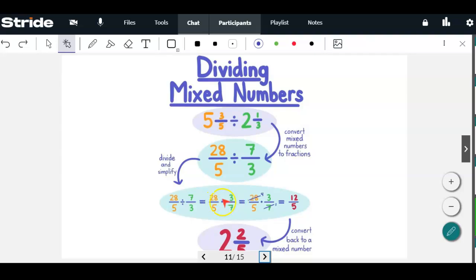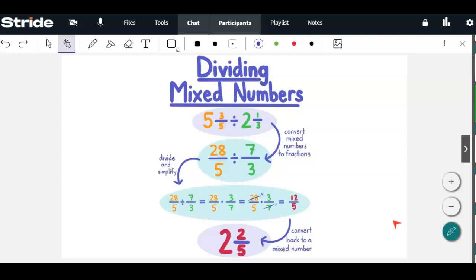Then you multiply straight across. Actually, what they did here, it's a good trick. You can simplify these two, as long as one's the numerator and one's the denominator, they can both be divided by 7. So 28 divided by 7 is 4. 7 divided by 7 is 1. It just makes it easier to simplify at the end. 4 times 3 is 12. 5 times 1 is 5. And then convert back to a mixed number.